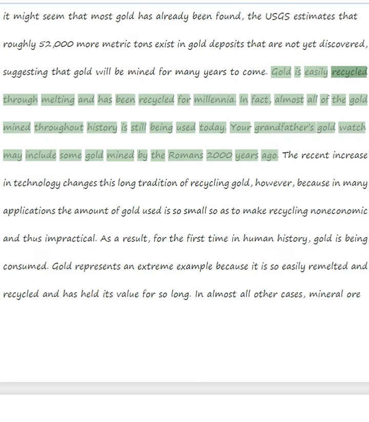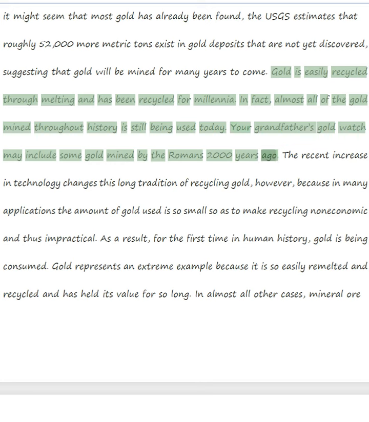Gold is easily recycled through melting and has been recycled for millennia. In fact, almost all of the gold mined throughout history is still being used today. Your grandfather's gold watch may include some gold mined by the Romans 2,000 years ago.